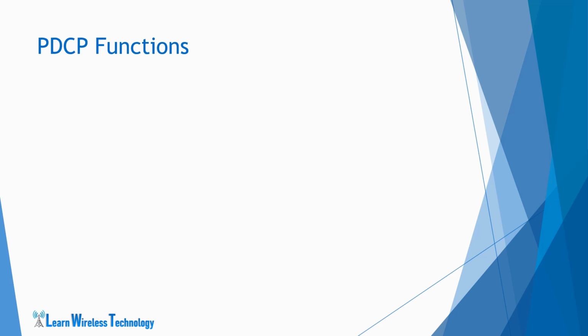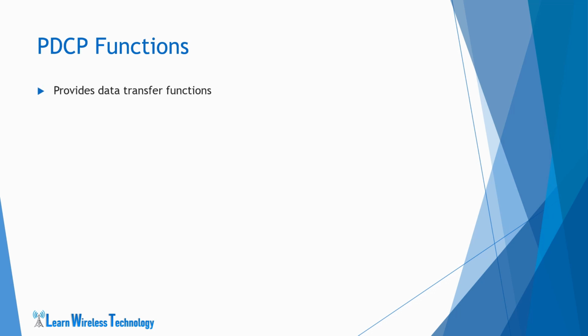PDCP, as we know, is a sub-layer of layer 2 of the LTE protocol stack. It sits at the top of the layer 2 protocol stack above the RLC layer. It interfaces the RRC layer for control plane data transfer and the IP layer for user plane data transfer. Let's have a look at the functions provided by the PDCP layer.